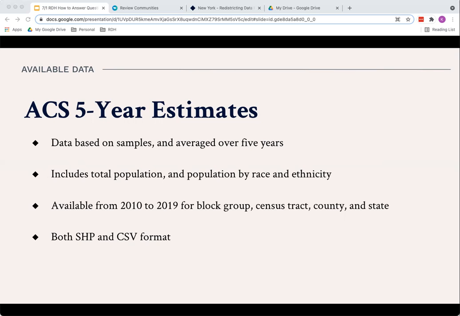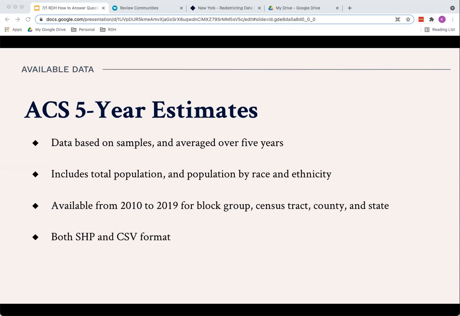samples from 5 years. So the 2019 ACS data includes data from 2015, 2016, 17, 18, and 19. So that also means that on average, the data in the 2019 5-year estimates, for example, are on average about 2.5 years old, meaning on average the data is from 2017.